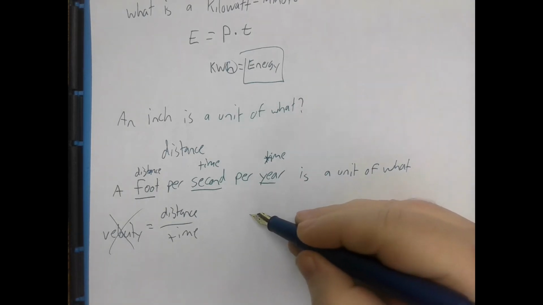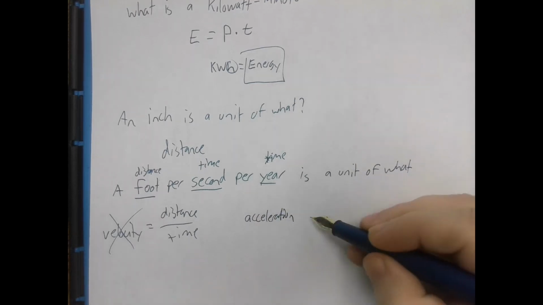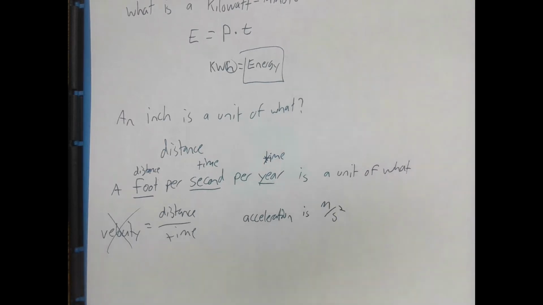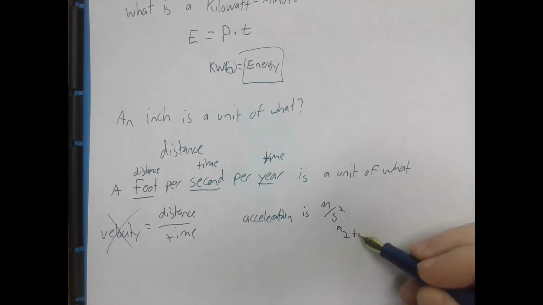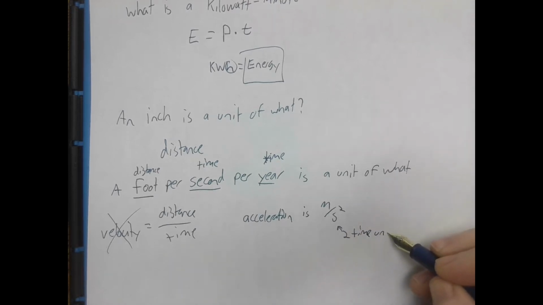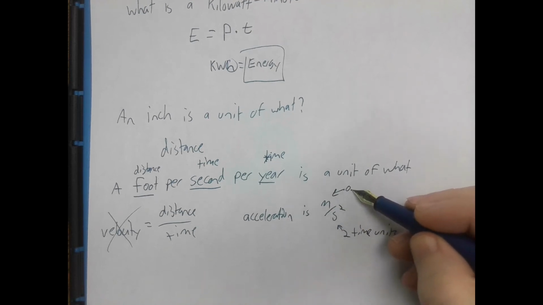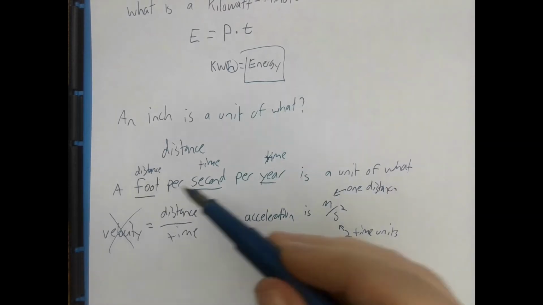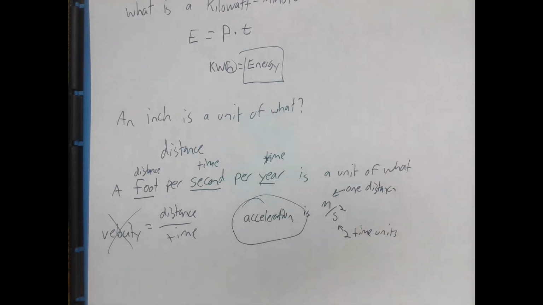What is the units for acceleration? Acceleration is usually measured in meters per second squared. There are two time units on the bottom and one distance unit on the numerator. So one distance over two time units, this is acceleration.